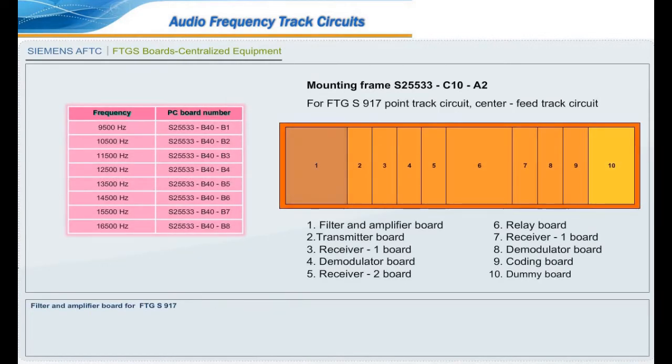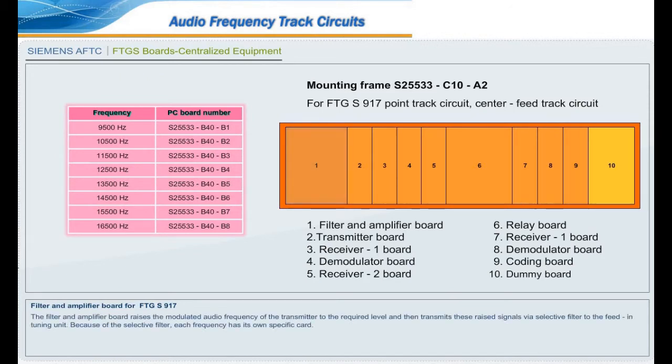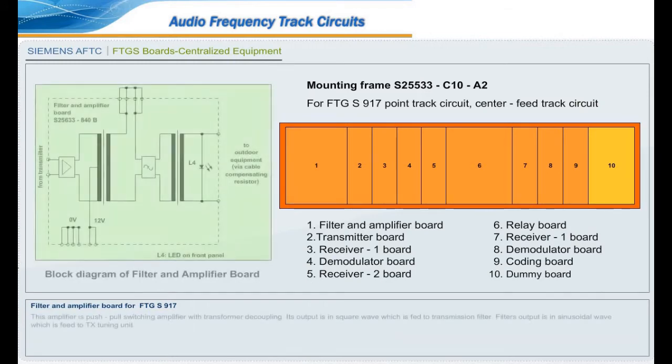Filter and amplifier board for FTG S917. The filter and amplifier board raises the modulated audio frequency of the transmitter to the required level and then transmits these raised signals via selective filter to the feed-in tuning unit. Because of the selective filter, each frequency has its own specific card.